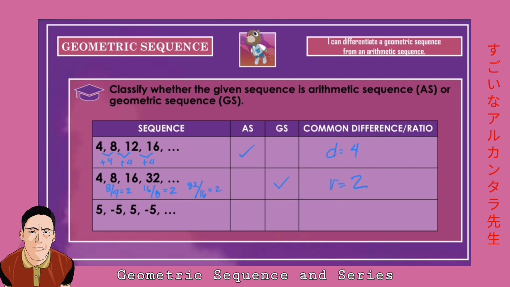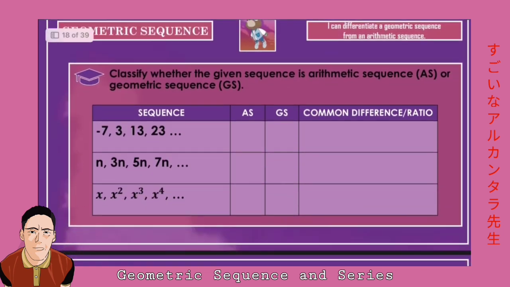Now, how about for number 3 or the third example? We have 5, negative 5, 5, negative 5. It's kind of goofy, I know, but basically, as you can notice, it's just changing signs. Basically, the reason behind that is because the common ratio is none other than negative 1. That's geometric.